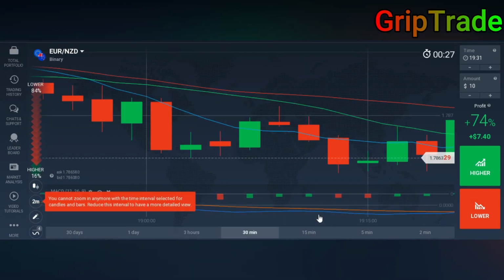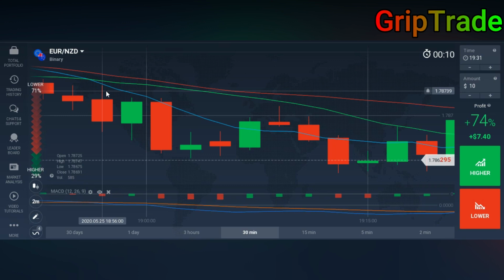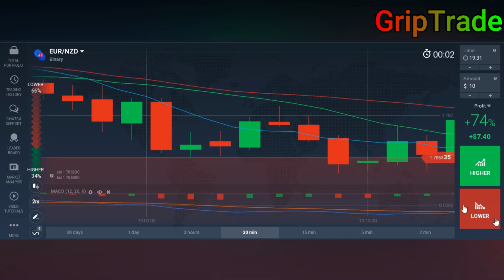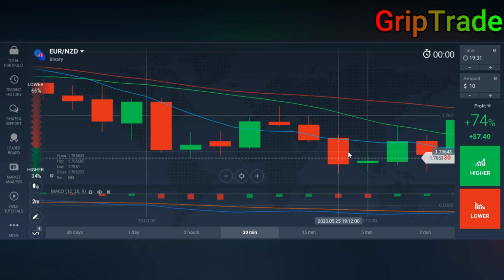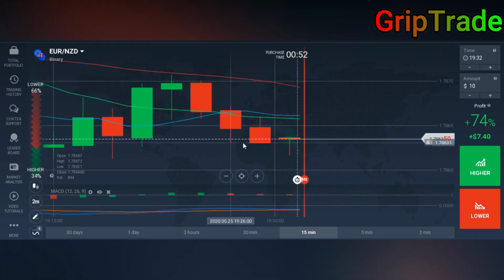Now, whenever the blue and green moving averages intersect each other, where the blue one is the 6 period SMA and green is the 14 period SMA, above the candles, it would be a lower option, a sell trade, a put option. And whenever they intersect each other below the candles, it would be a call option.